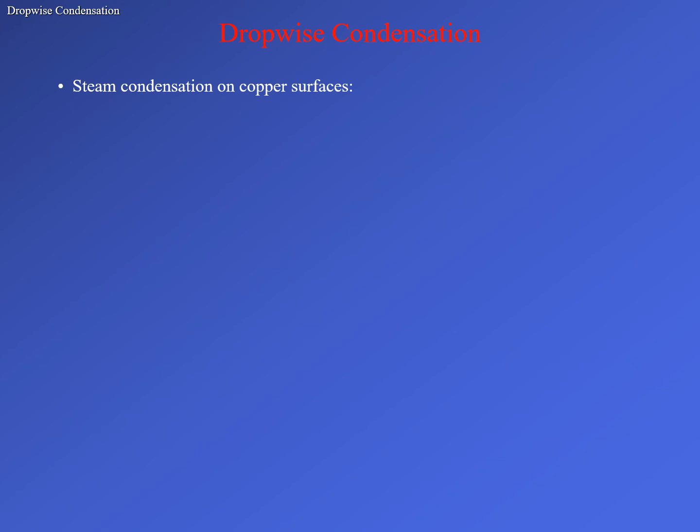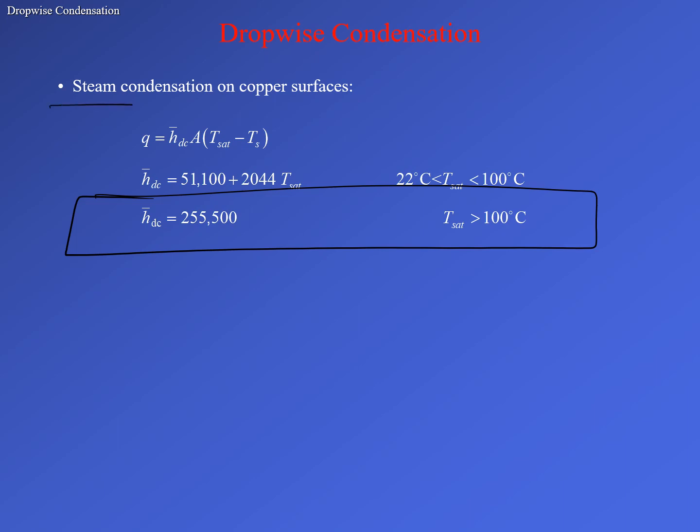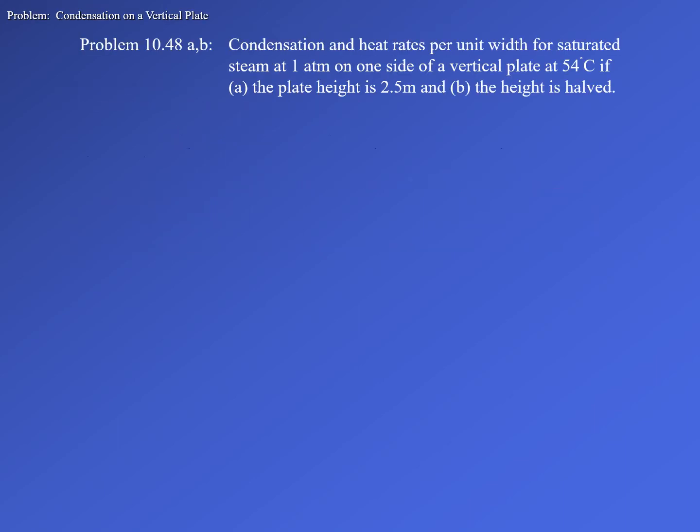And now let's go to dropwise condensation. In dropwise condensation, the heat transfer coefficients are really large, and typically they are of the order of 250,000 plus, which can be used when the saturation temperature is more than 100 degrees centigrade. And we are talking about steam condensation on a copper surface in this case.